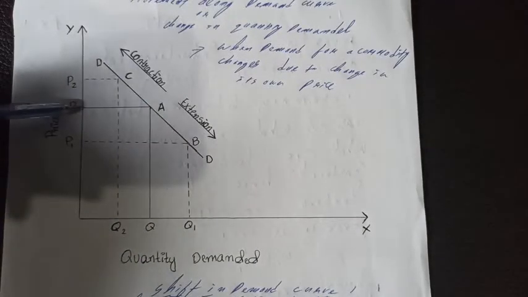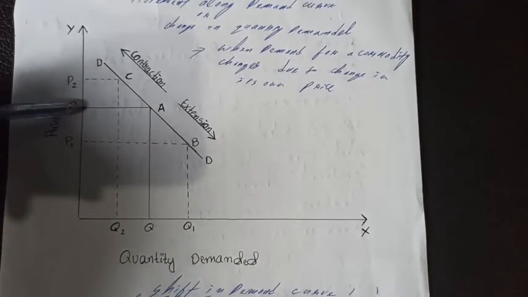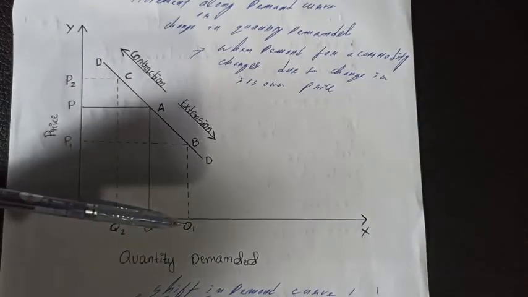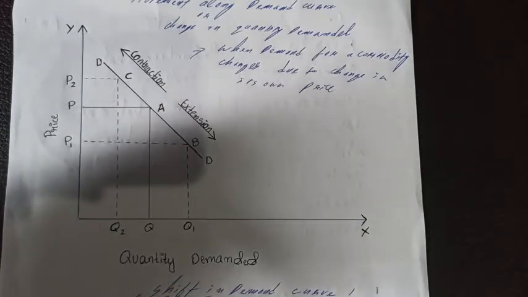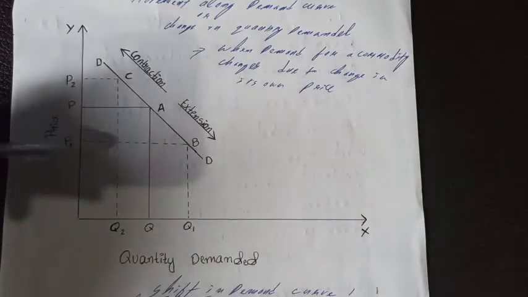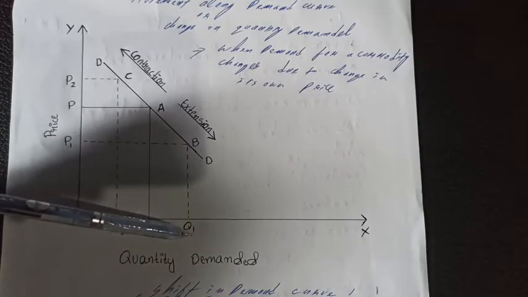I repeat again, the original price here is P. When price is original, then quantity demanded is AQ. But when price falls to P1, then quantity demanded is BQ1, right? I hope that is clear. So when our quantity demanded rises because of fall in price, we call it expansion or extension of demand.